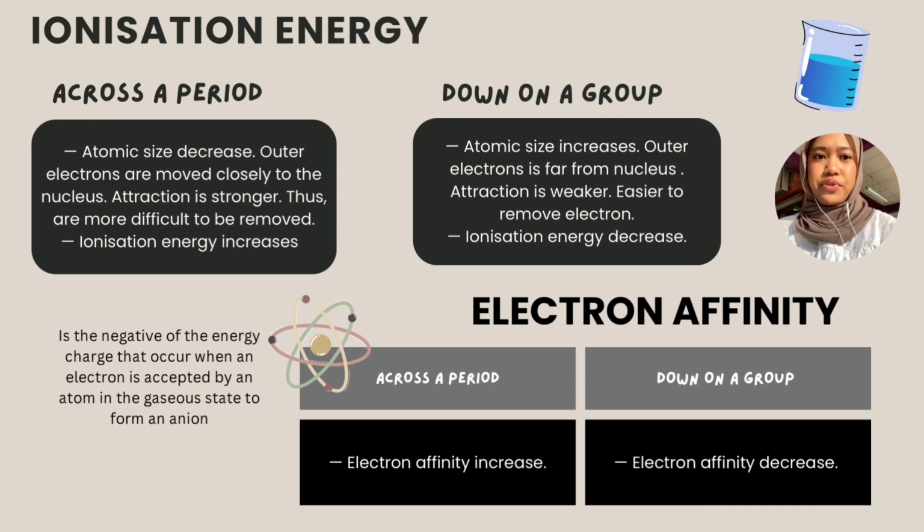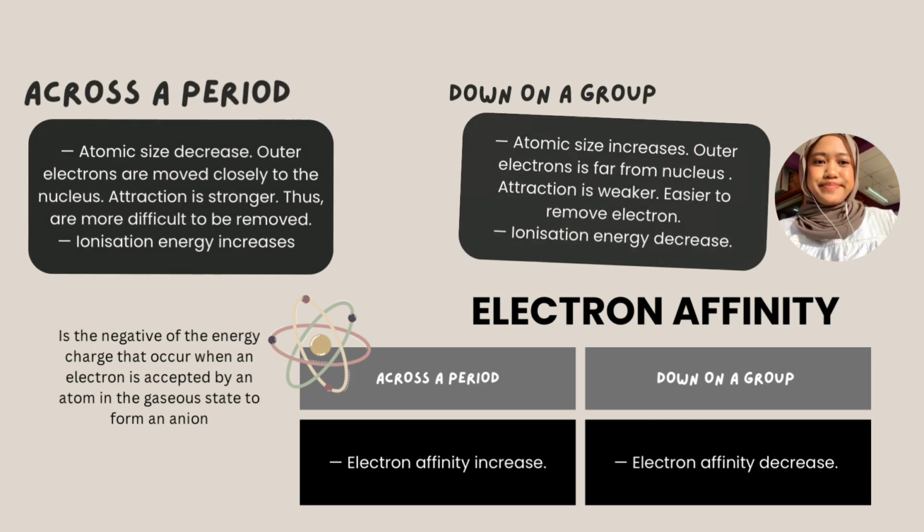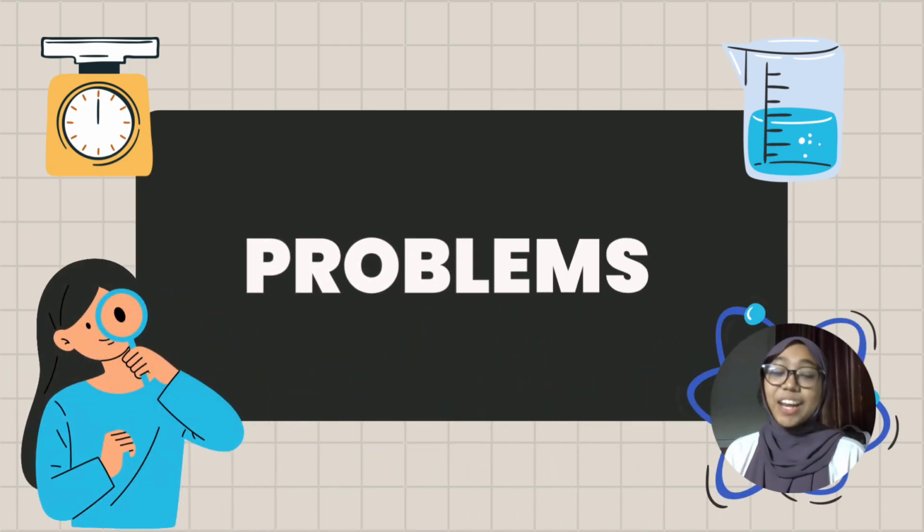And down a group, the atomic size of an atom will increase, and the outer electron will move farther from the nucleus, so the attraction will be weaker than across a period. The ionization energy will decrease. And lastly, we will look at electron affinity. Across a period, the electron affinity will increase, and down a group, the electron affinity will decrease.